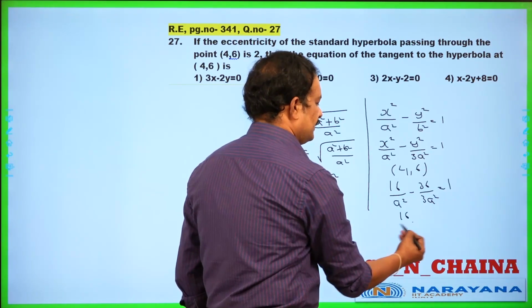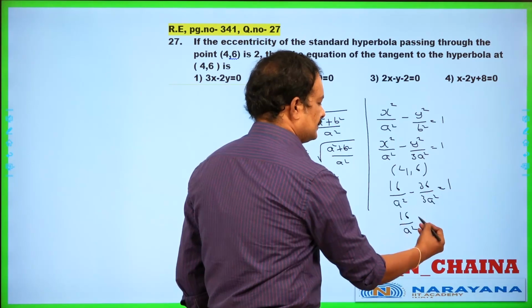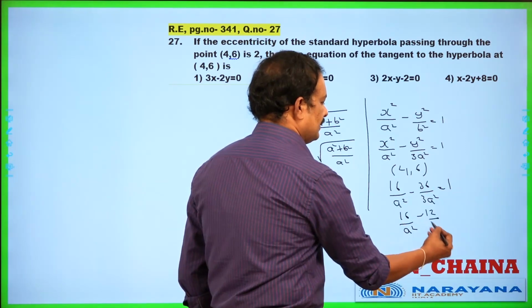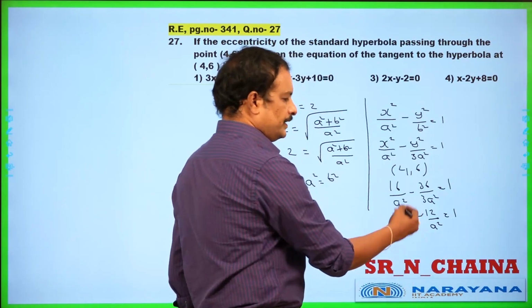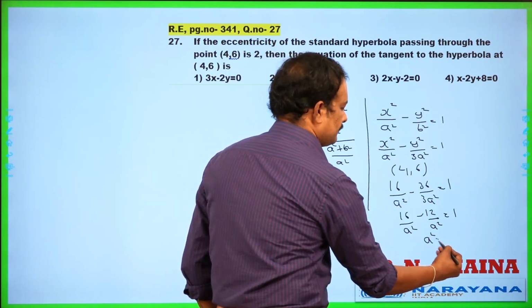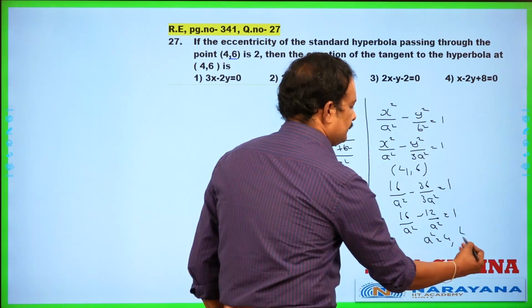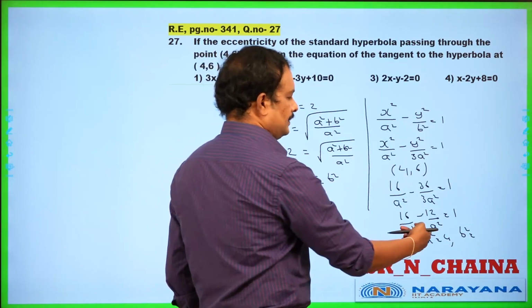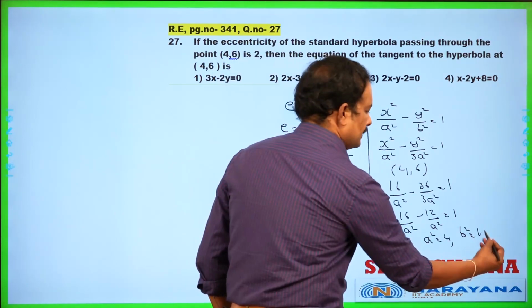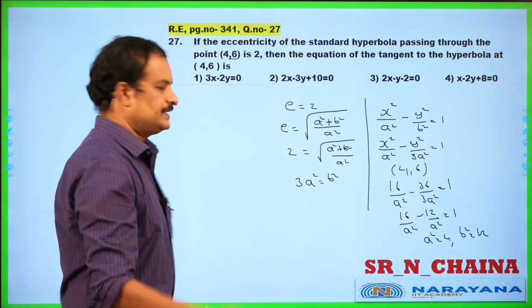So 16 by a square. Here 3 goes 12 times. So this is 12 by a square. So equal to 1. So this is 4 by a square equal to 1. So a square equal to 4. When a square equal to 4, what is the b square? B square according to this one is 3a square. So 3 into 4, that is 12. So we got the a square value and b square value.